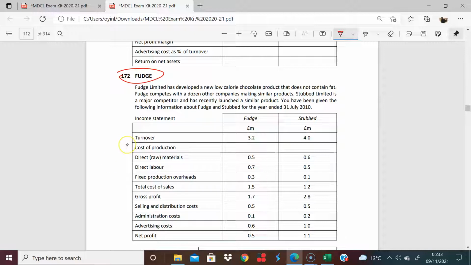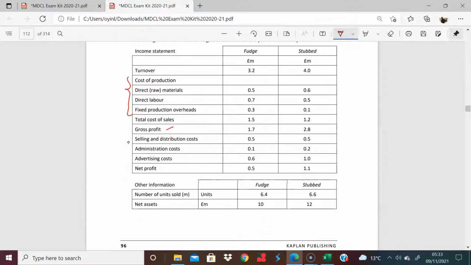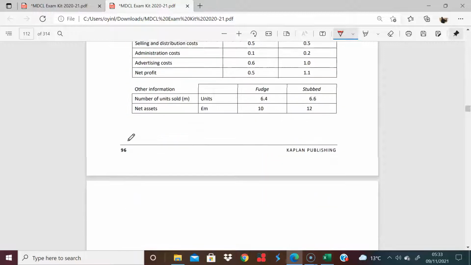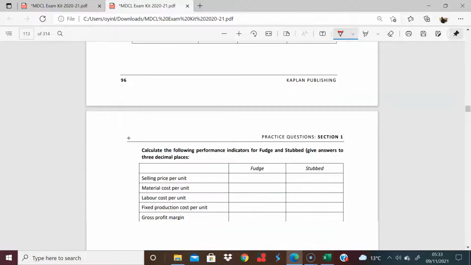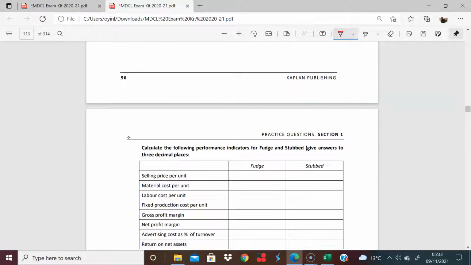We have turnover, which is the same thing as sales. Then we have cost of sales, and then we have gross profit, then selling and distribution, admin, advertising, and then net profit, and we have some more information about units. The question is literally asking you, again, to just bang in some ratios. I'm just going to work with fudge and reference stubbed.